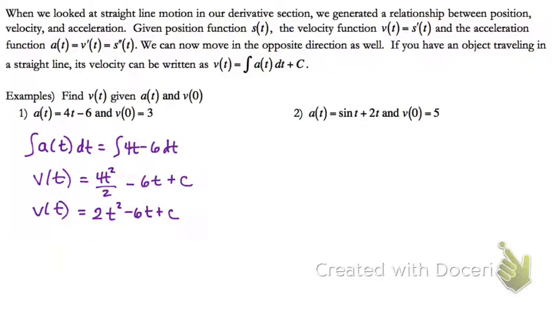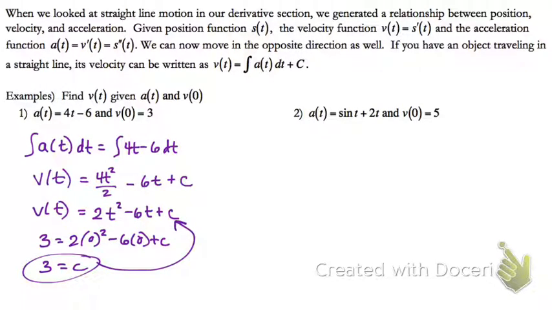So this is a general equation for the velocity. If we want to find out the specific equation for the velocity function that this acceleration function came from, we would plug in 0 for t and 3 for velocity. That's called an initial condition. So in this equation, everywhere I see a t, I'm going to plug in 0. Everywhere I see v of t, the velocity, I'll plug in 3. So this is 3 equals 2 times 0 squared minus 6 times 0 plus c. Therefore, 3 is equal to c. So my constant of integration is 3.